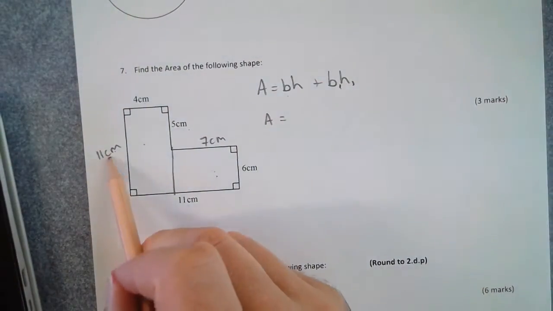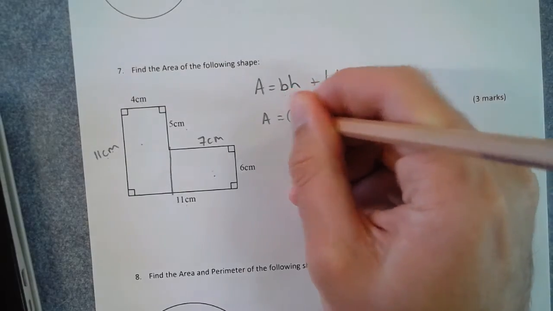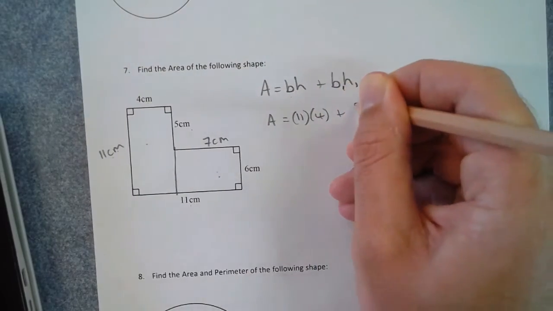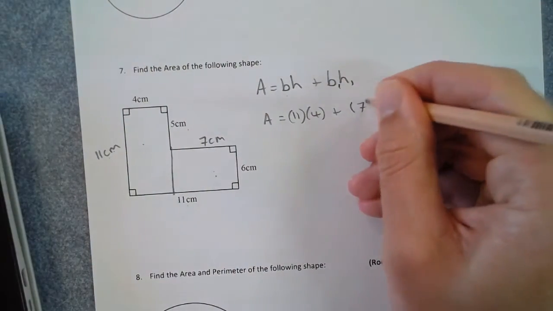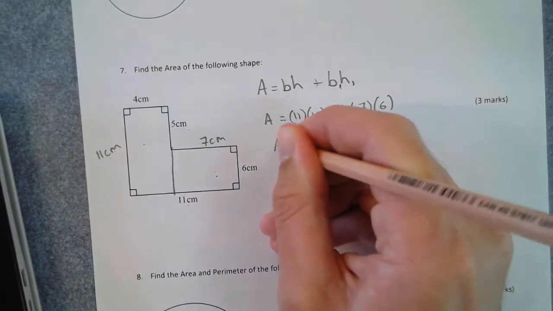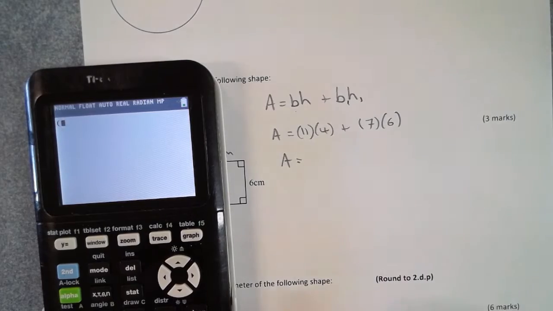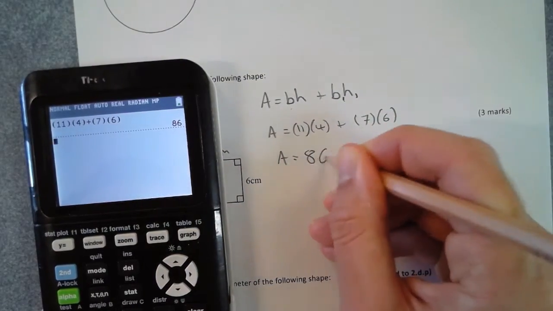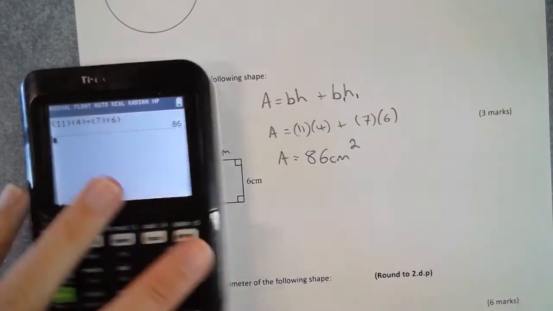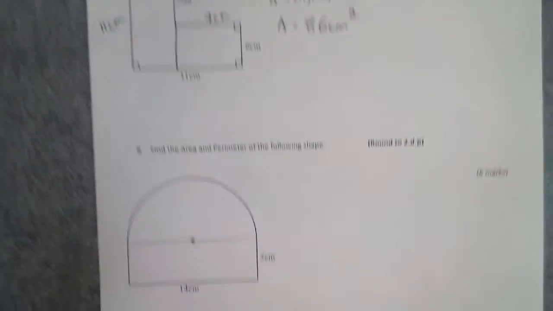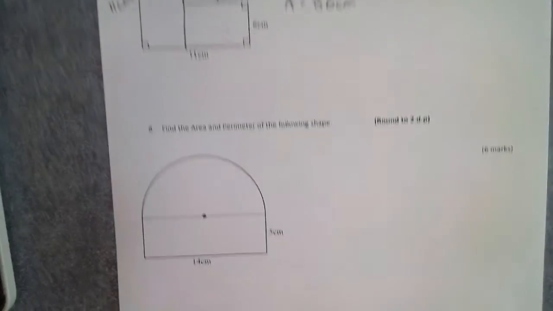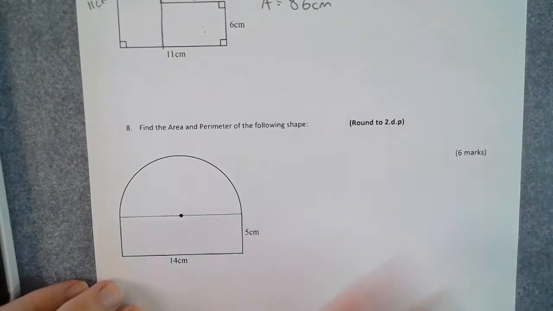So my first rectangle is 11 by 4, 11 times 4. My second rectangle is 7 times 6, and you can actually put that into your calculator in one go, like we did last unit. I'll show you what I mean. So it's 11 times 4 plus 7 times 6, and it'll give us our answer as 86 squared centimetres. Last question. Find the area and perimeter of the following shape.